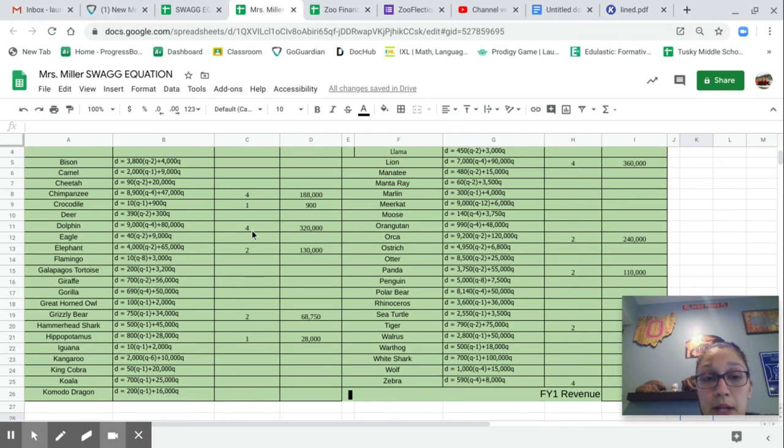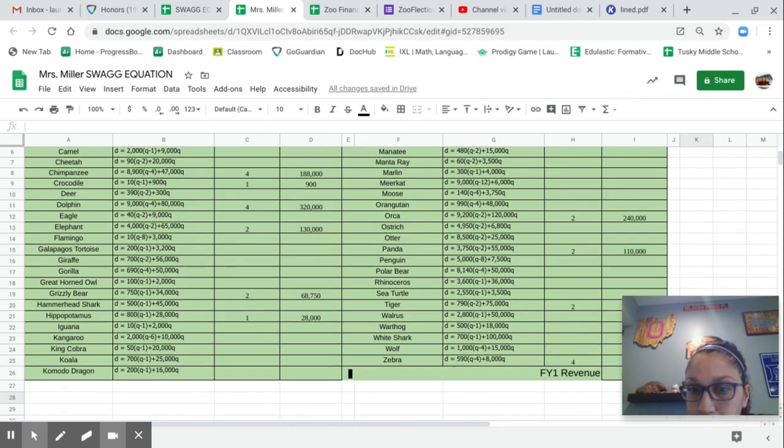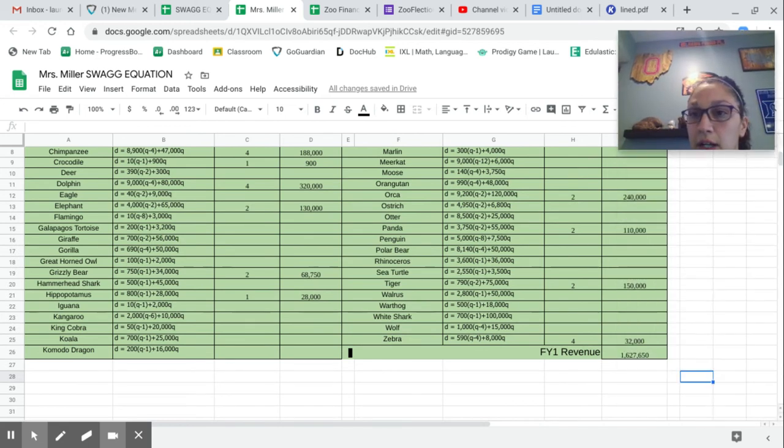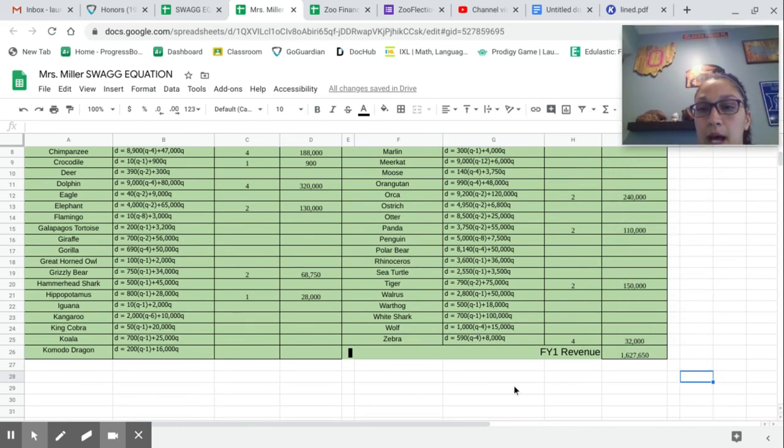My dolphins did pretty good. So 4 dolphins, I had a swag factor of $320,000. Okay, so you guys get the idea there. Then the last thing you're going to do is you need to add all of those up to find the fiscal year 1 revenue. So that's how much like swag, everybody wanted to come see these animals. Yay, that's how much money you made because you had exciting animals.